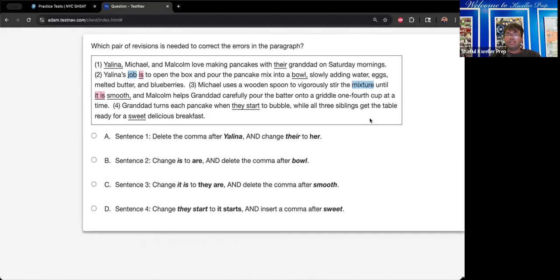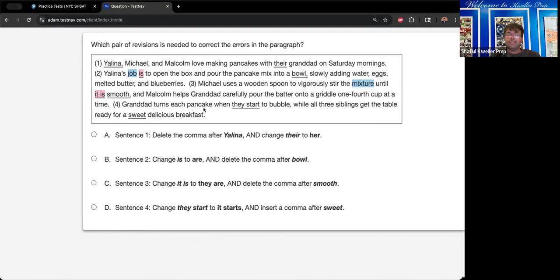Someone said we did this on Wednesday. I can't even remember. I think this is different. You might have seen this before, but I don't think we did this Wednesday. If we did, that's kind of crazy.